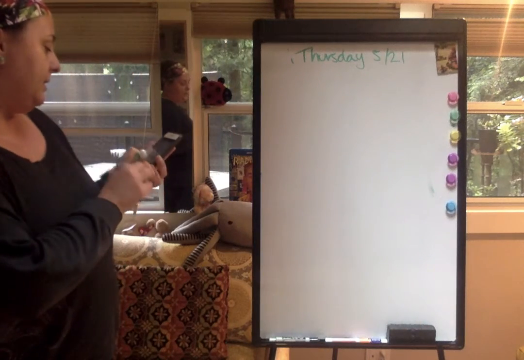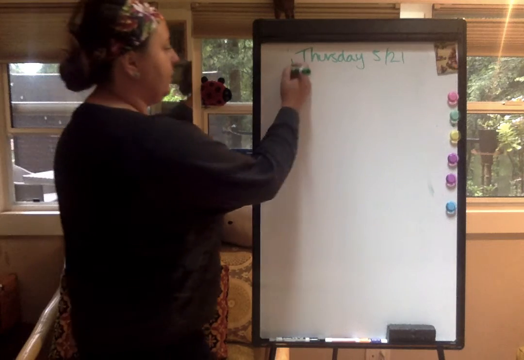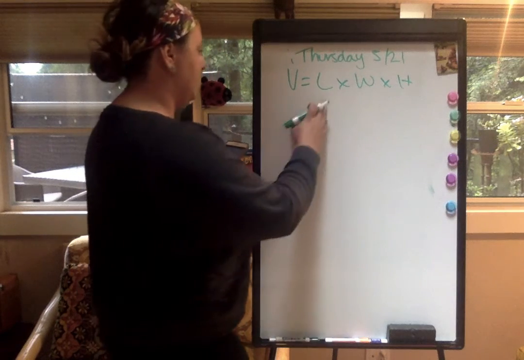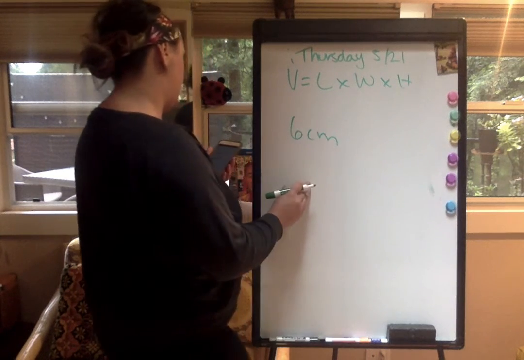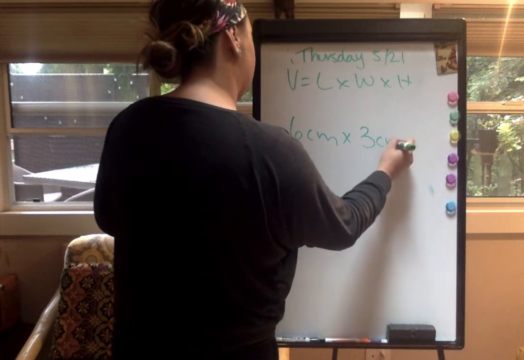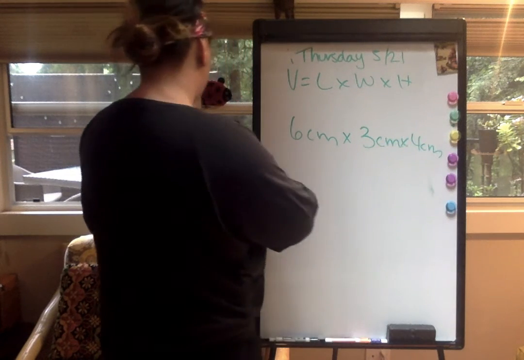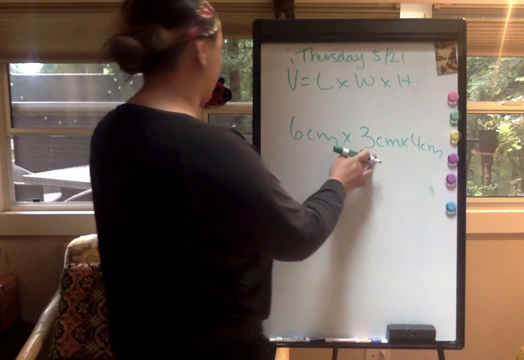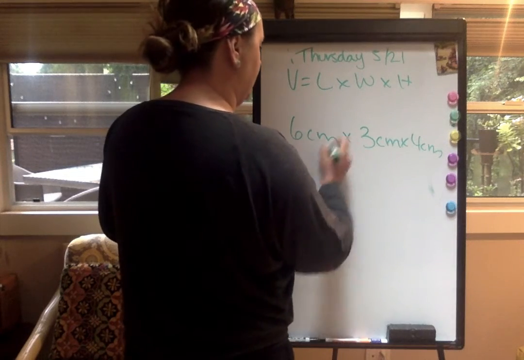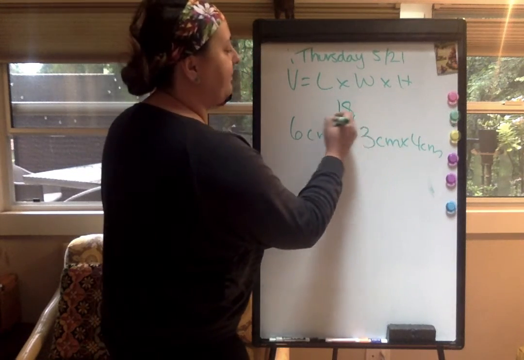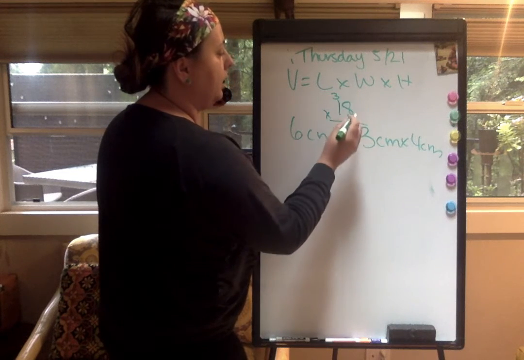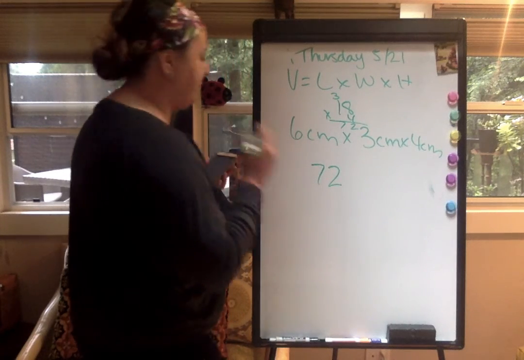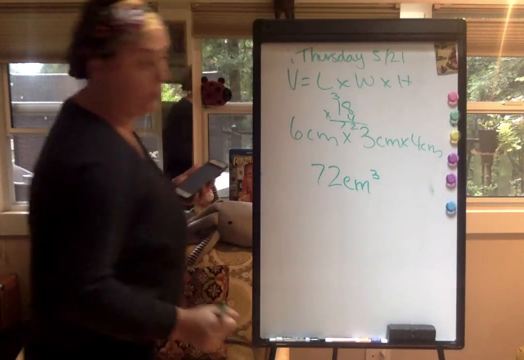Alright, final, I think. This is our final, dealing with volume. This good old volume equals length times width times height. So for this, the length is 6 centimeters, the width is 3 centimeters, and the height is 4 centimeters. So, we're going to do 6 times 3 is 18. 18 times 4 is 72. So it's 72. Don't forget the units. Centimeters cubed.